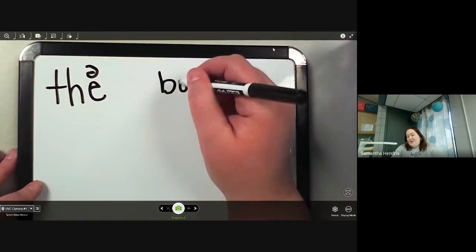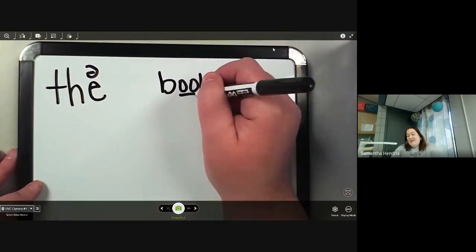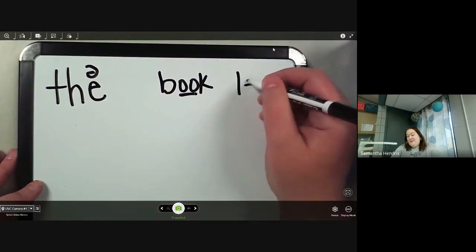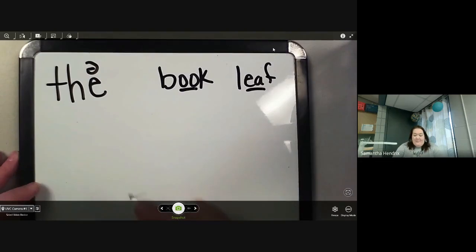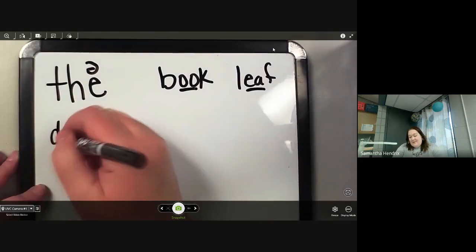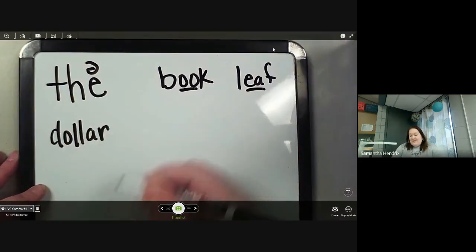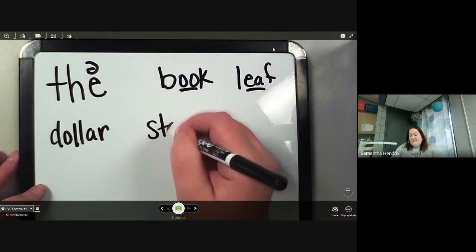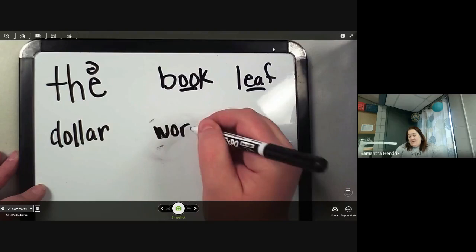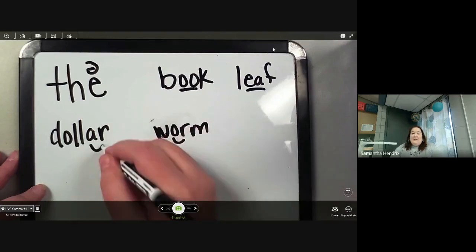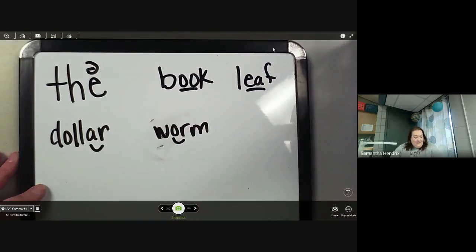Like book, leaf. We underline our digraphs, okay? How do we code combinations? Like dollar and, oh, I don't want to do another AR, worm. We arc them underneath, right? Okay, so let's code some words like you'll have on your worksheet today.